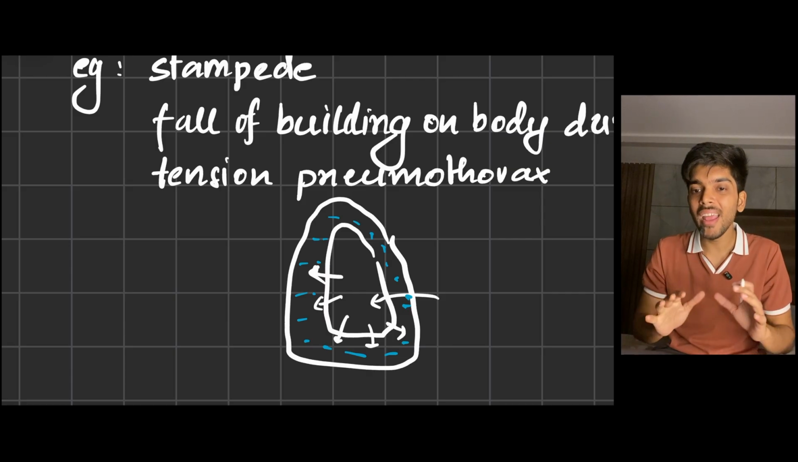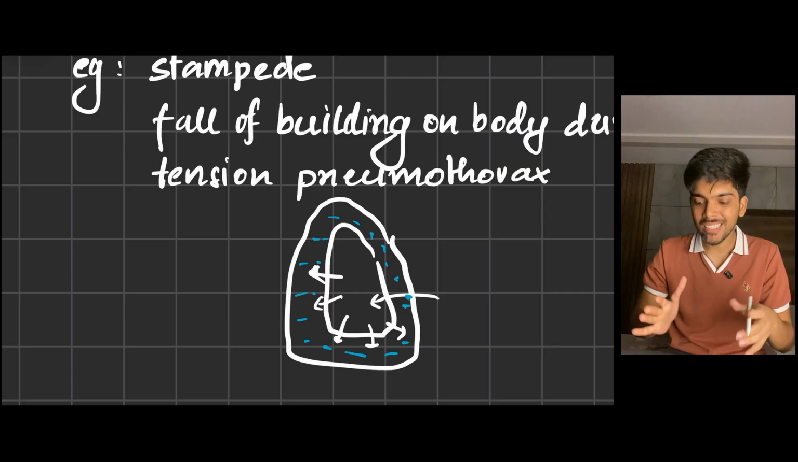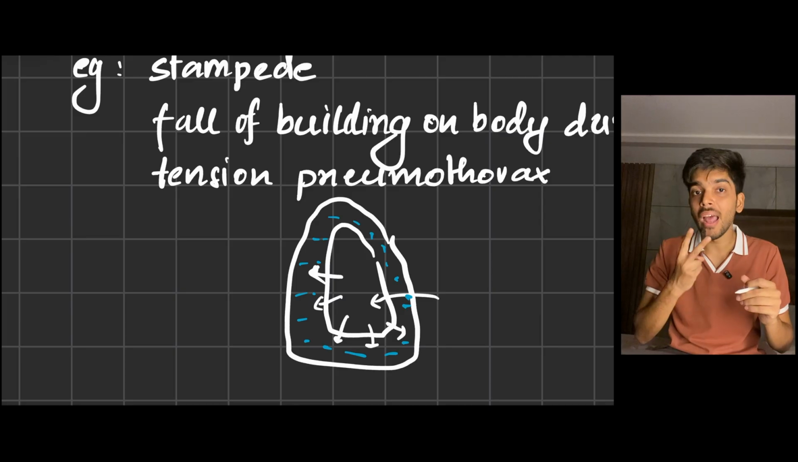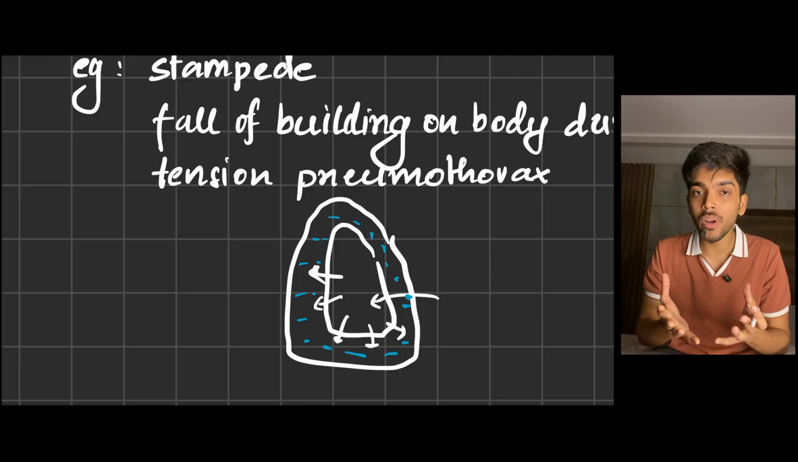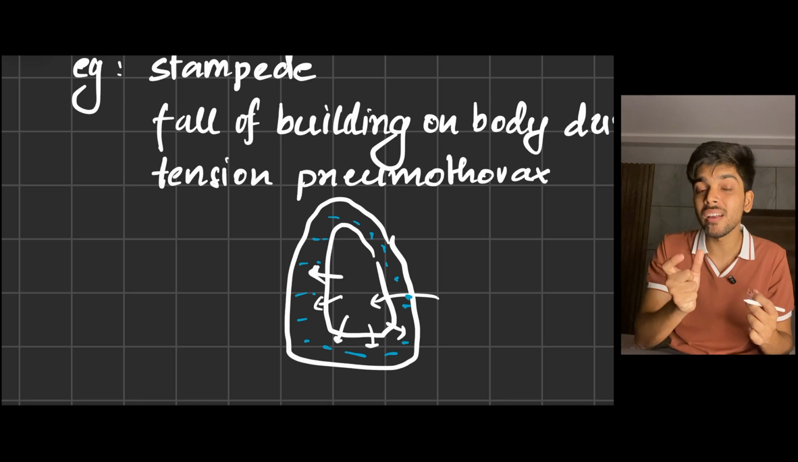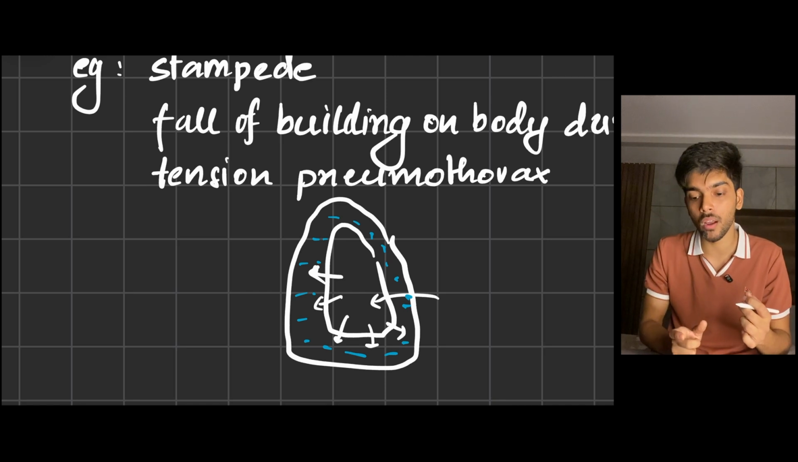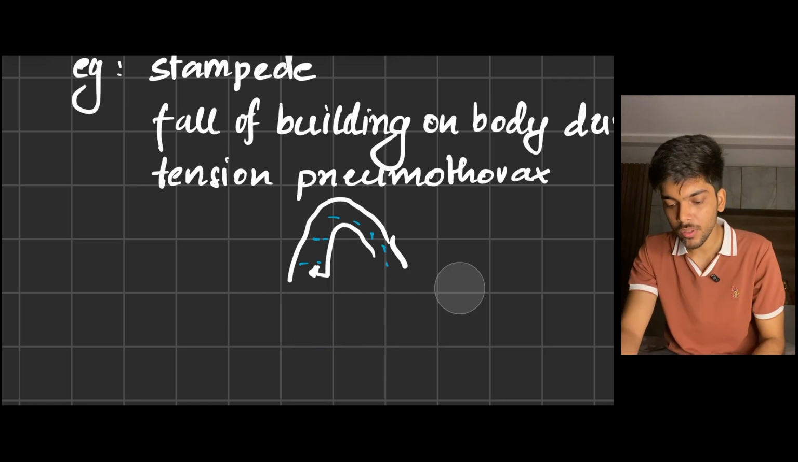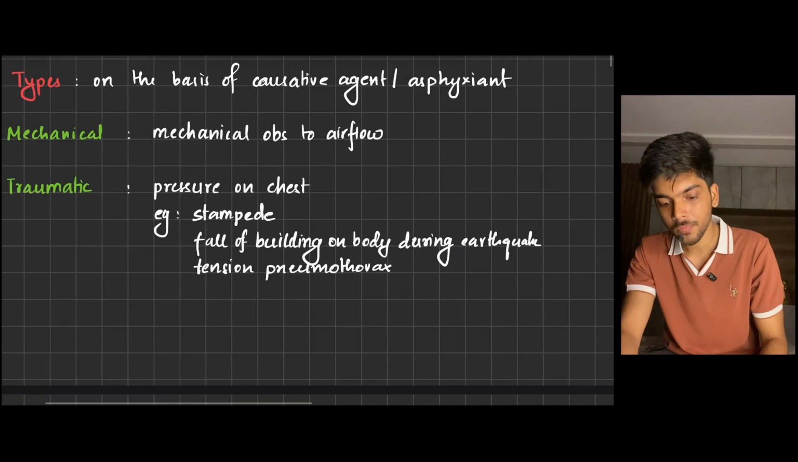Number one, the air in the pleural cavity is compressing over the lung. And number two, the air in the pleural cavity removes that negative intrapleural pressure responsible for the expansion of the lung. Okay, so that was your traumatic asphyxia.